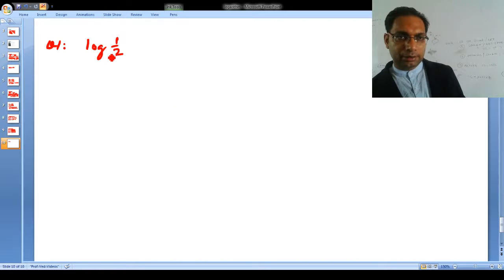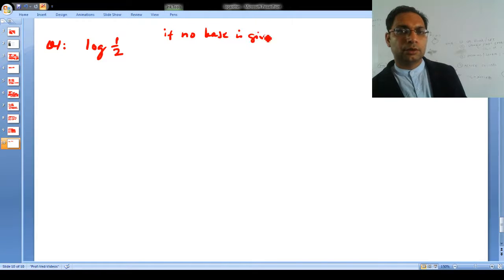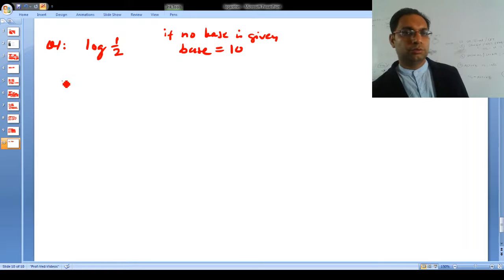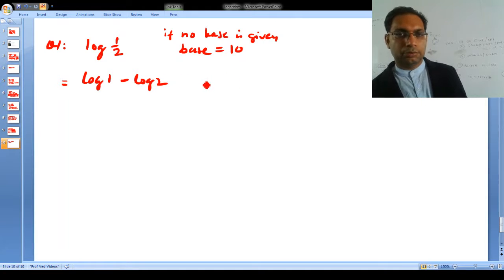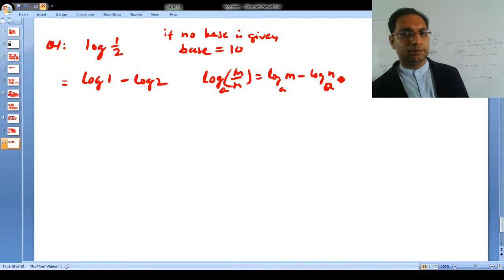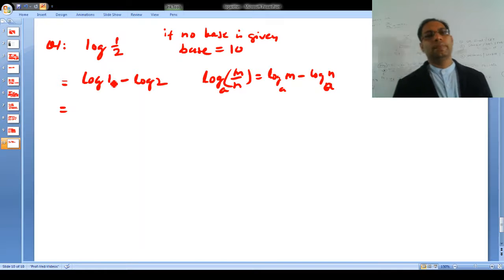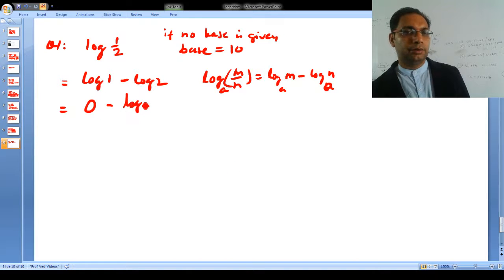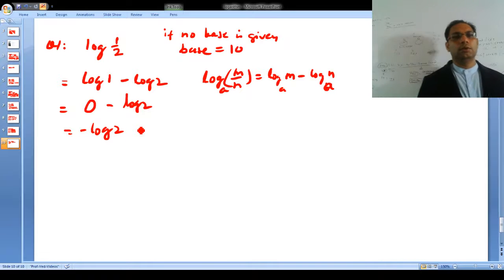And remember, if no base is given here, you can take this as a common logarithm. So if no base is given, then the base is assumed to be 10, which is the common logarithm. Anyways, so log of 1 by 2, this is a division, right? This we can write as log 1 minus log 2. You remember this formula? Which formula it comes from? Log to any base a of m by n we can write as log a m minus log a n. We remember, from there we got it. Now do you remember what is log of 1? Any idea? Log of 1 is 0. Close your eyes and say, boy, I know this. And the answer is minus log 2. So log of 1 by 2 is also minus log 2.